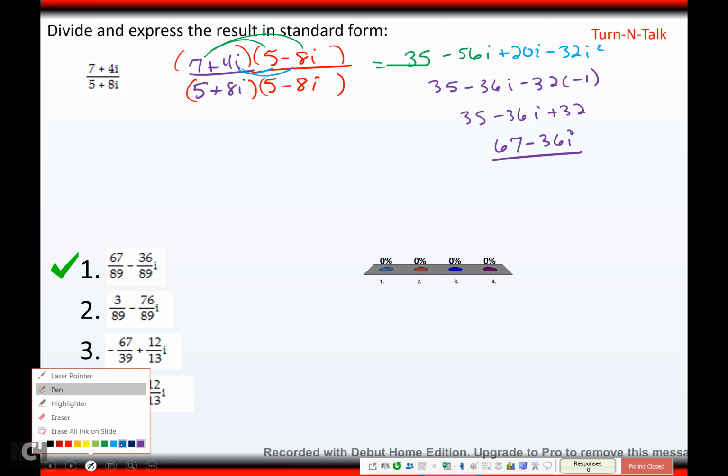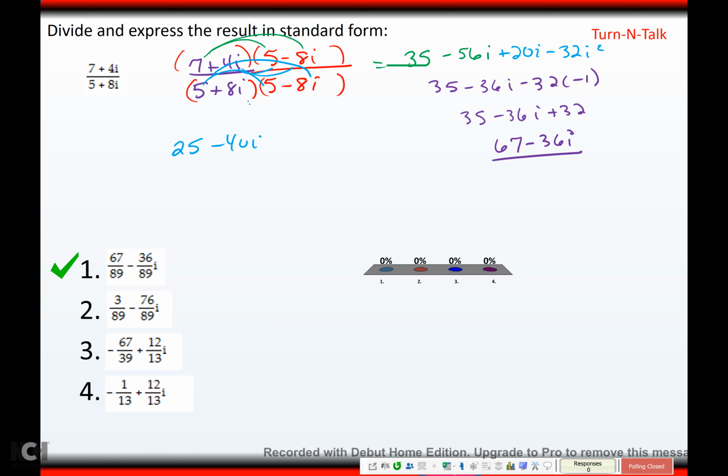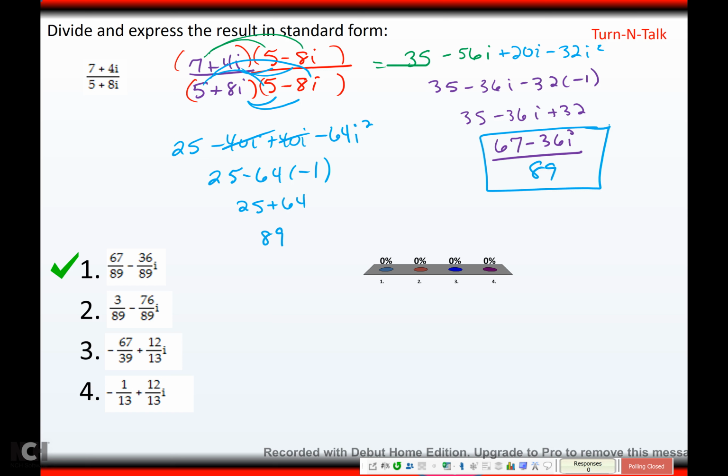On bottom, I have 5 times 5 is 25. Negative 40i and positive 40i are going to cancel. Like I said, you'll eventually get to the point where you just stop doing that step, which is fine. Don't do it until you're comfortable, but that's fine. Positive 8i times negative 8i is negative 64i squared. So that gives me 25 minus 64 times a negative 1, which gives me 25 plus 64, which gives me 89. So my denominator is 89. There's my solution, but again, they split it: 67 over 89 minus 36 over 89.